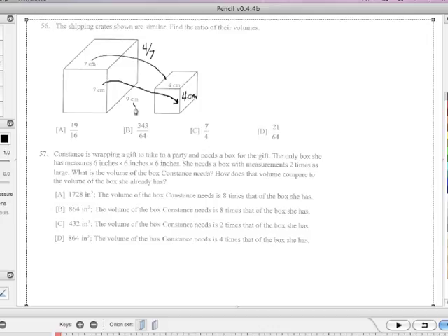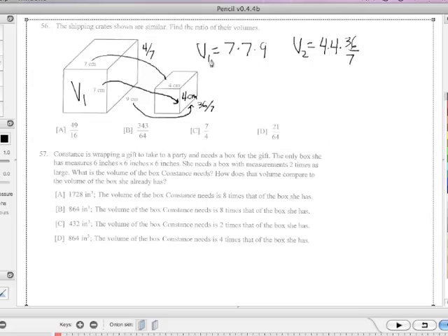And the length here would be 9 times 4/7 or 36/7. And how do we find the ratio of their volumes? Well, we could just find each volume. So we have 7 times 9. That's the volume of this one. So V1 is that. And V2 is equal to 4 times 4 times 36/7.